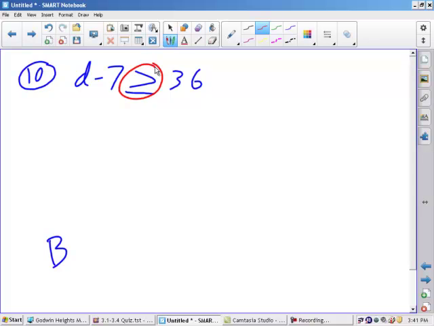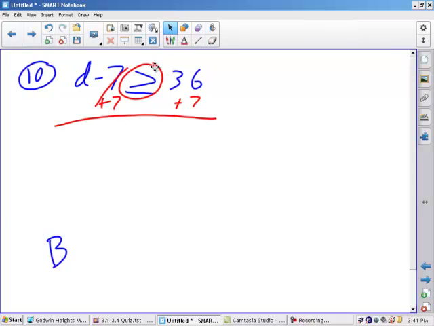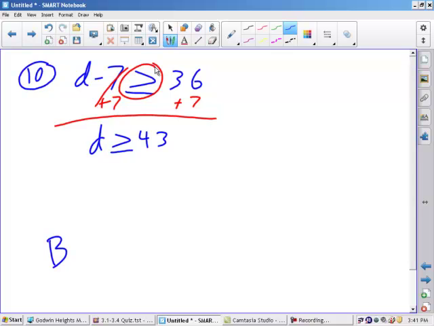Then it asks me to solve it. So I simply add 7, I add 7, and I get D is greater than or equal to 43. And so that actually ends up being my answer, which is choice B.